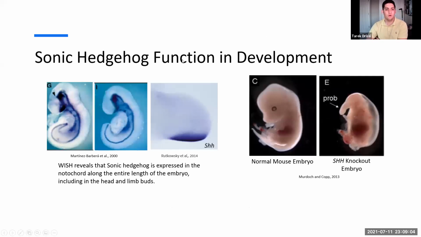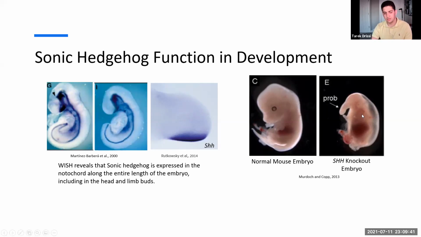So again, I'm just showing a whole mount in situ. This shows where Sonic Hedgehog is expressed in a mouse embryo. So we see the blue here is wherever Sonic Hedgehog is expressed. So it's in the brain, in the forebrain, hindbrain, and then along the notochord, which is sort of underneath the spinal cord where the spinal cord forms. And then also this is the same image as the last one. This is at the sort of pinky of your hand in the limb bud as it develops. So it reveals it's expressed along the entire length of the embryo and in the head.